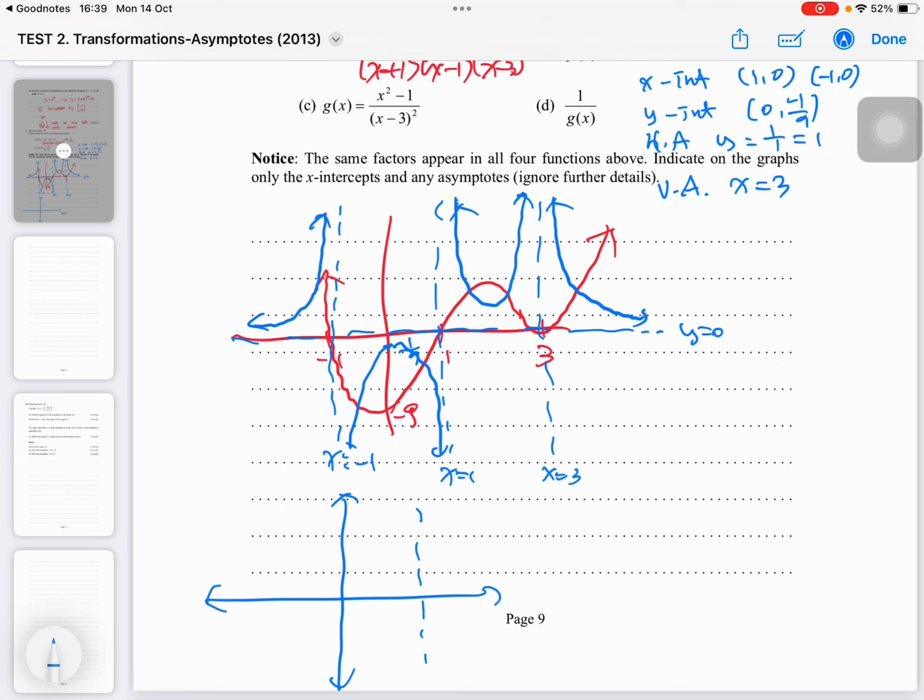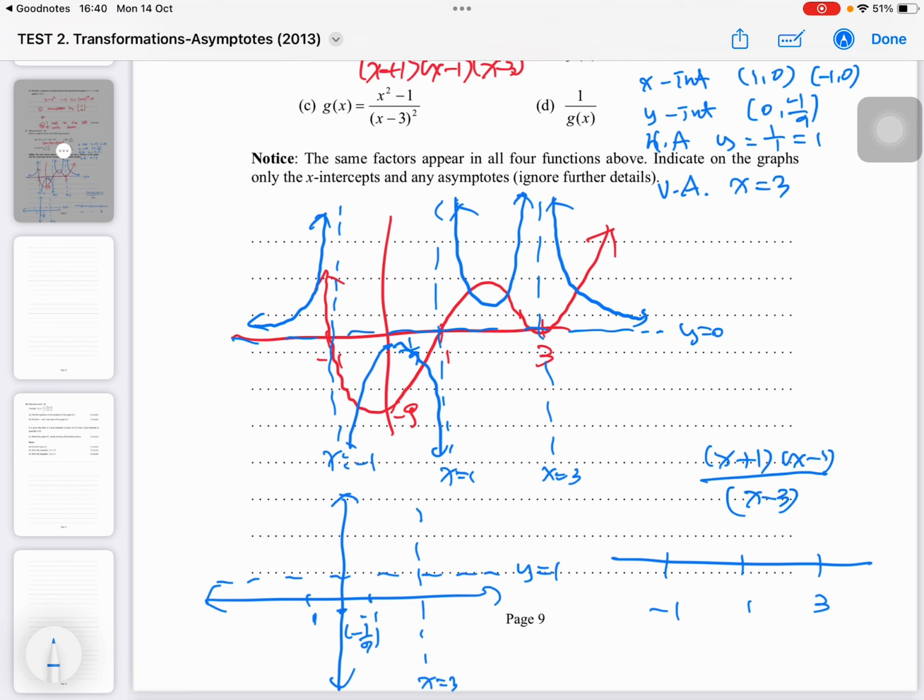So x is 3, y equals 1, and 1 and -1, and 0, negative 1 over 9. And we need to analyze one more thing. So the upper part and the lower part, both have 0, negative 1, 1, 3. So we analyzed x plus 1, x minus 1, and x minus 3 squared.